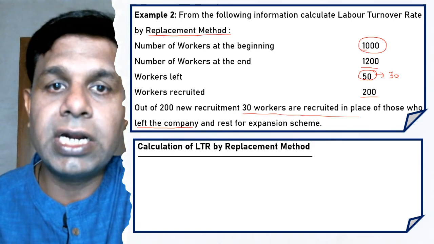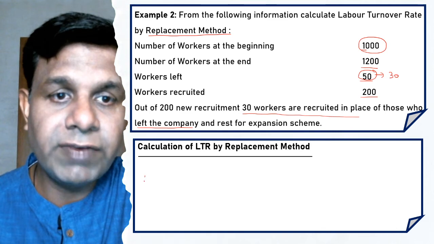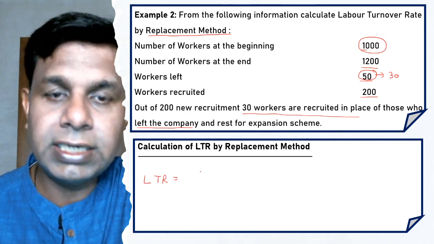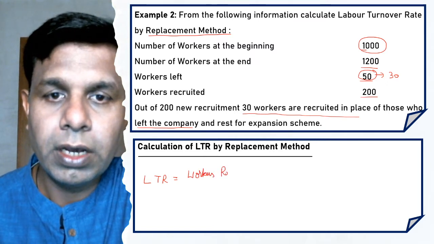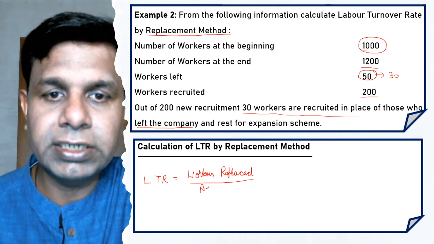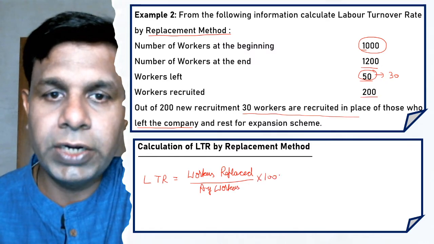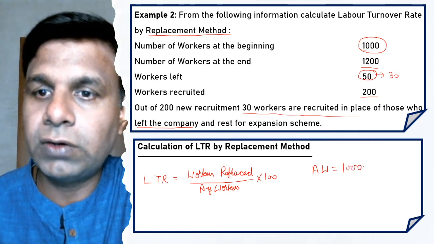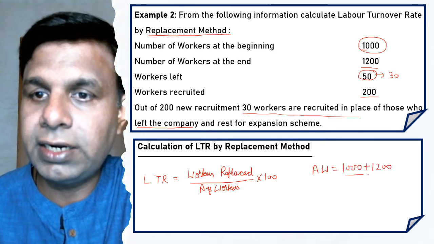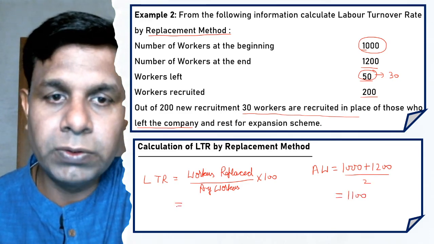So 30 workers are the number of replacements. So we use 30 in this formula. So first we write the formula of labor turnover rate under replacement method, and our formula is workers replaced divided by average workers, average of opening and closing workers, into 100. Now first we calculate average workers. Here workers in the beginning are 1000 and at the end they are 1200, divided by 2. The average number of workers is 1100. Now we put values in this formula.